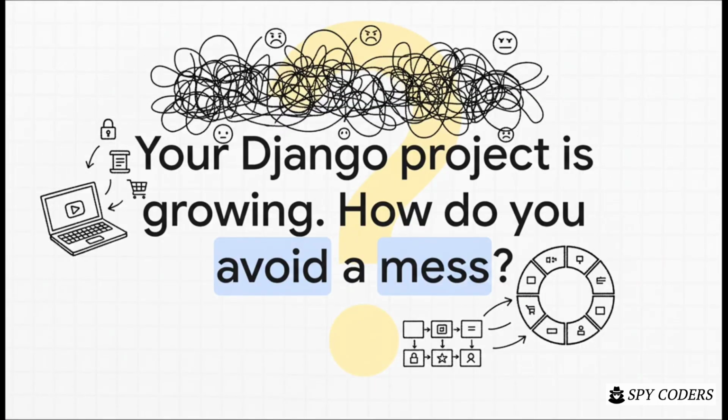Okay, so picture this. You're starting a new Django project, and it's exciting. You're adding features left and right. You've got user logins, a blog, maybe a product page. But then, pretty quickly, you look at your project folder, and it's a mess. A tangled web of code. Your user models are getting mixed up with your blog views, and trying to fix a bug feels like untangling knotted headphones. So the big question is, how do you stop your project from turning into a digital junk drawer?